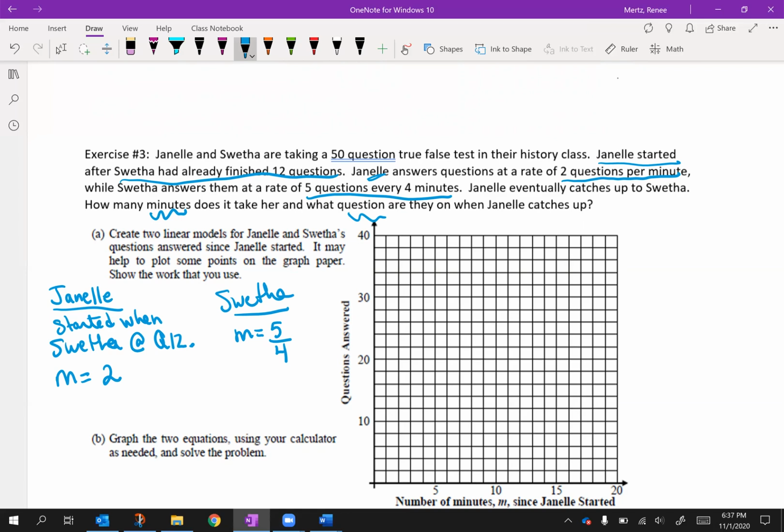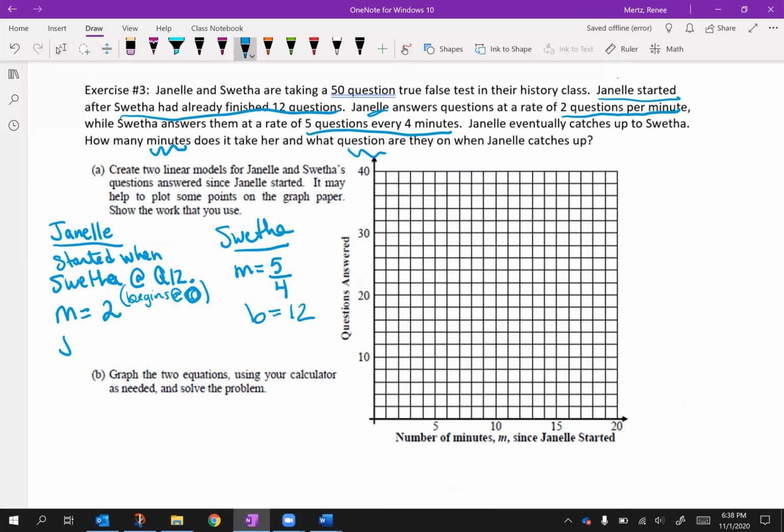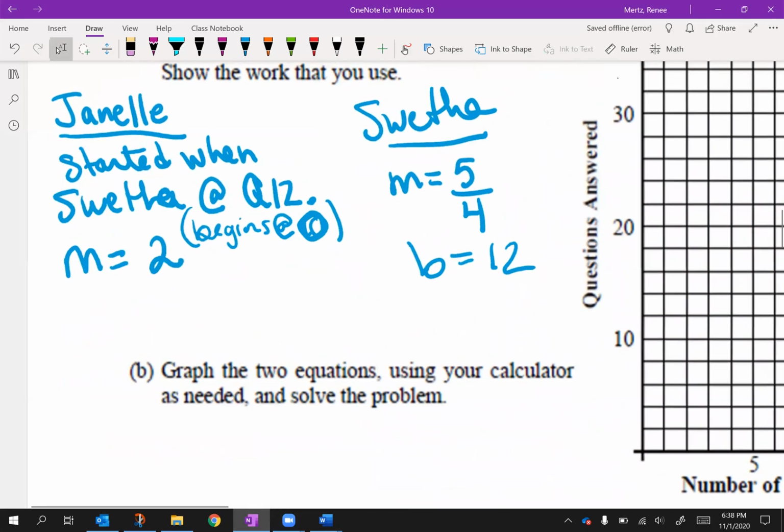So if we're comparing them, if Janelle started when Swetha was at question 12, that means she starts at 0. So Janelle begins at 0. Swetha is beginning at question 12. So Janelle equals 2x. So we're plugging into y equals mx plus b.